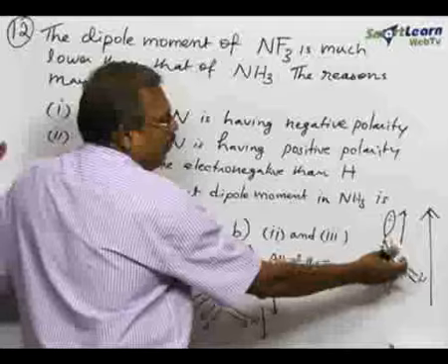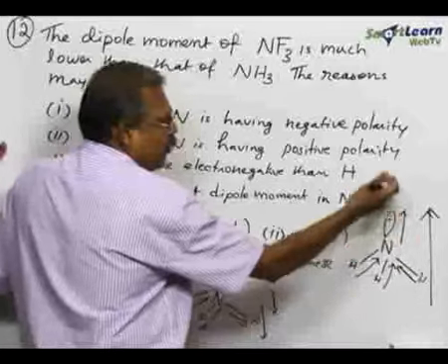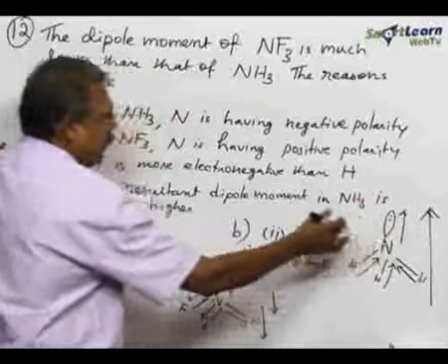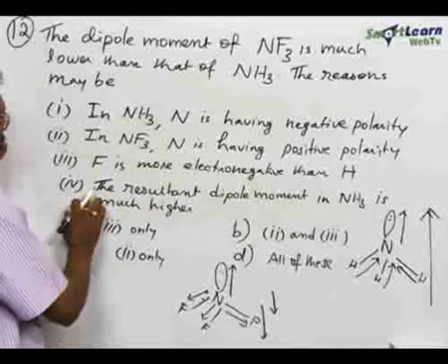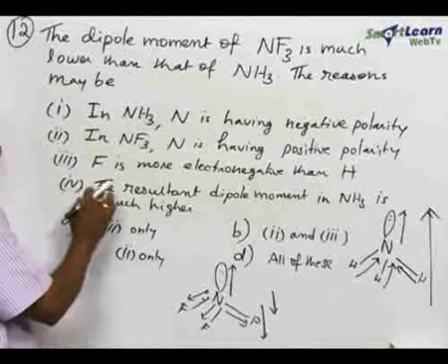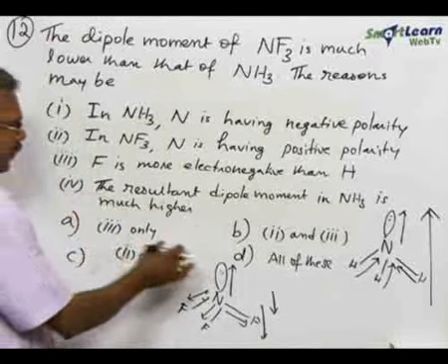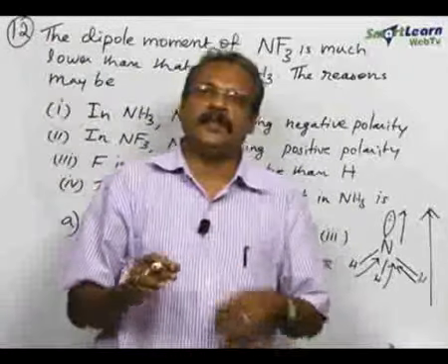So in ammonia, since all the dipole moments act in one direction, it is very, very high. Therefore, statement 4 also gives the correct answer. And on going through all the options, we can select D. All of these, all are correct.